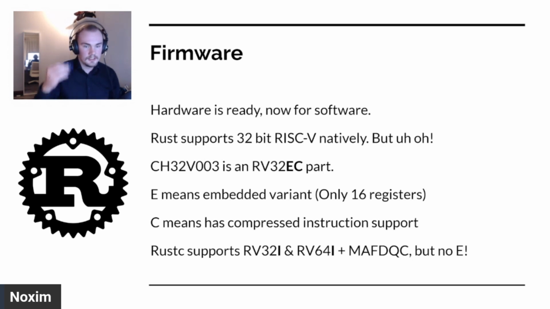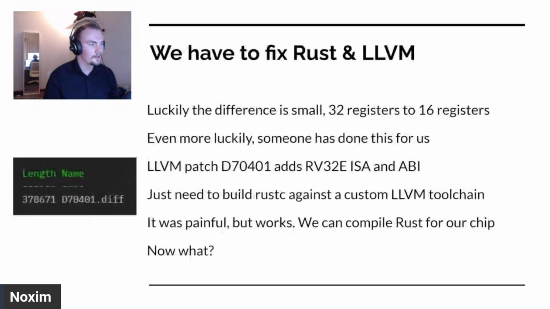This microcontroller itself is an EC part. EC or C means that it has compressed instructions, which helps keep the code size small. But the E is actually a bit tricky because it's not technically part of the RISC-V specification yet, so not all compilers support it. And the E is like a smaller version of the regular instruction set, which only has 16 registers. Normally, RISC-V has 32 registers, but with the E, you only get 16, and it saves a bit of space on the actual hardware die.